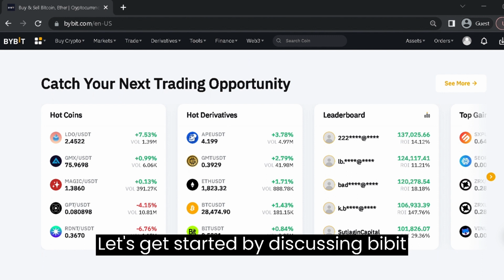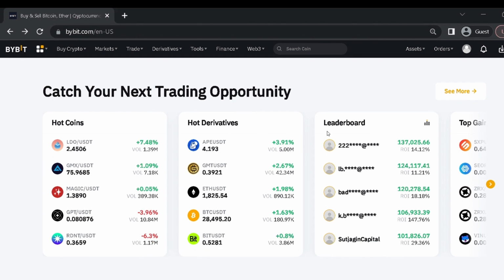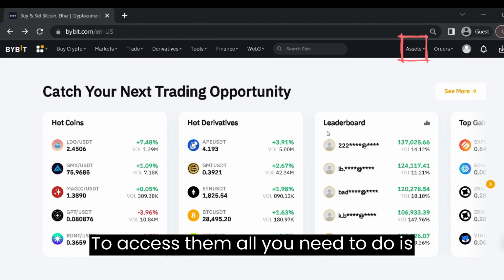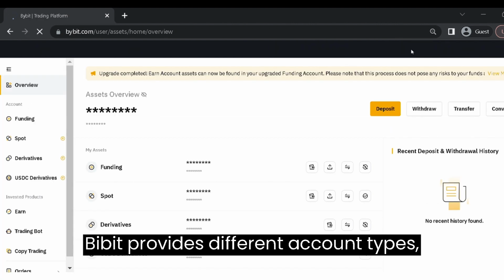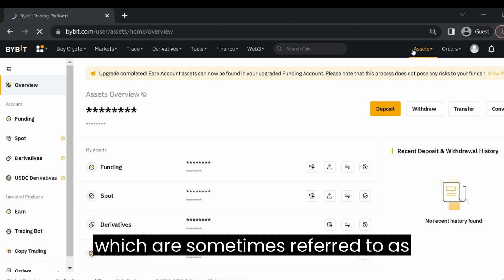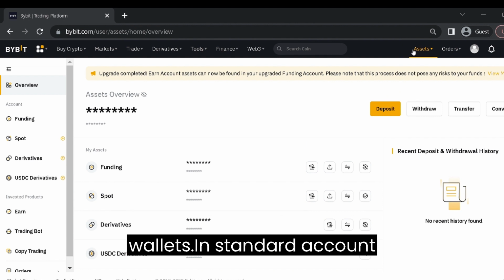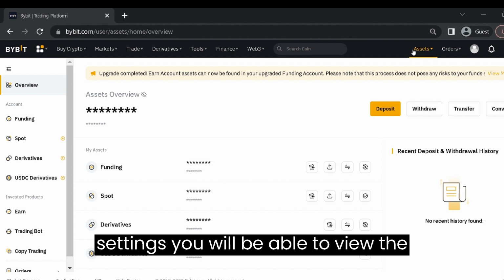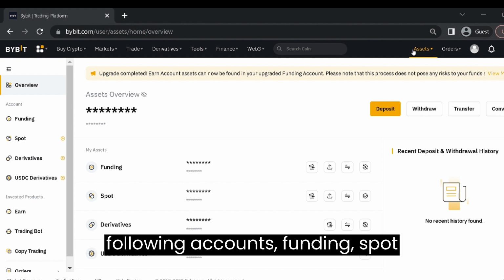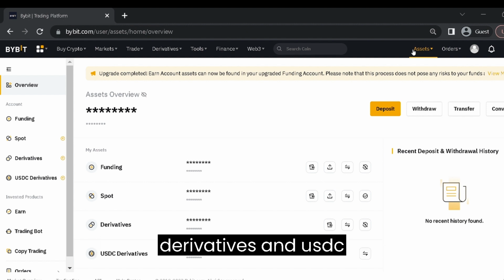Let's get started by discussing Bybit accounts. To access them, all you need to do is click on Assets button. Bybit provides different account types, which are sometimes referred to as wallets. In standard account settings, you will be able to view the following accounts: funding, spot, derivatives, and USDC derivatives.